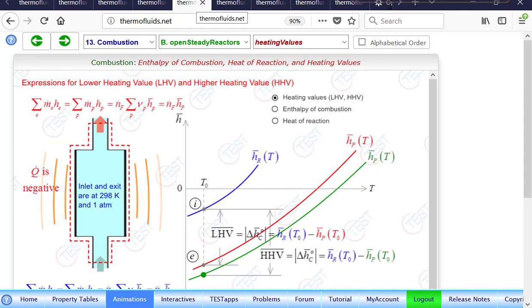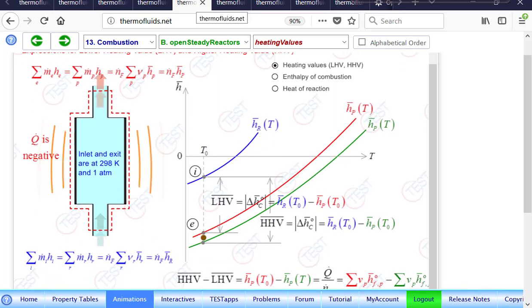Here, again, the heating value is explained in terms of methane and in terms of reactants going to products at the same temperature and how much heat can be extracted. That's called the heating value.